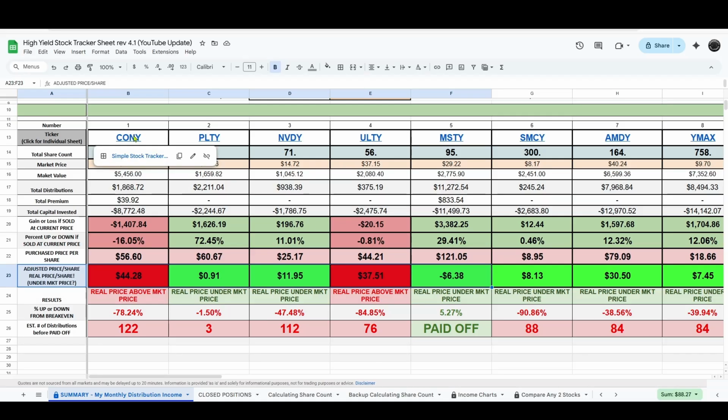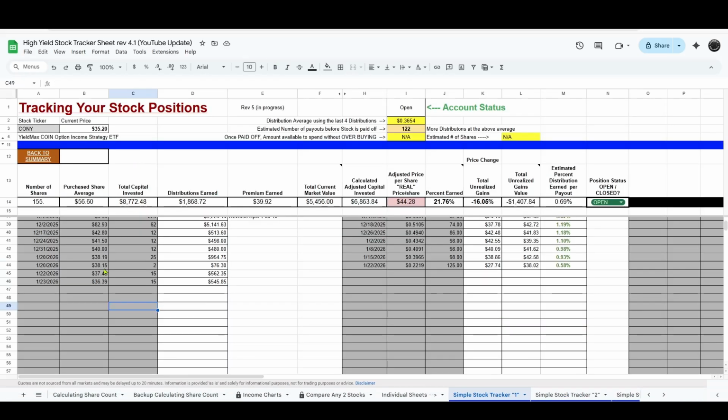As you can see, if I go to one of the simple stock tracker individual sheets here, all you do is enter in your purchases and you enter in your distributions, and everything else is calculated for you. That is it. You enter in just your distributions and your purchases of that stock that you are tracking, and everything else on this sheet is calculated, and it is also all tabulated right into the summary page so that it's an easy one-page sheet to read, look at, and evaluate what you need to do.